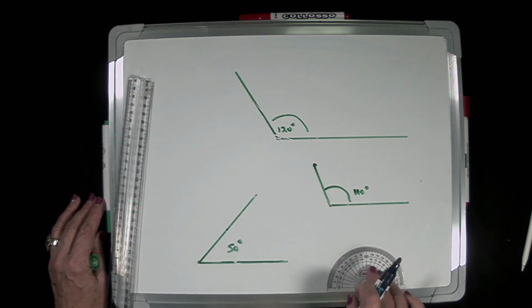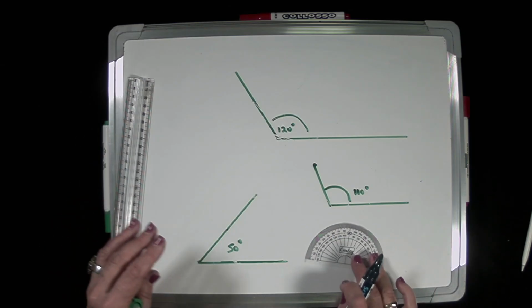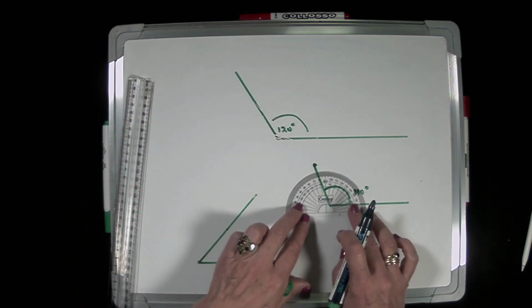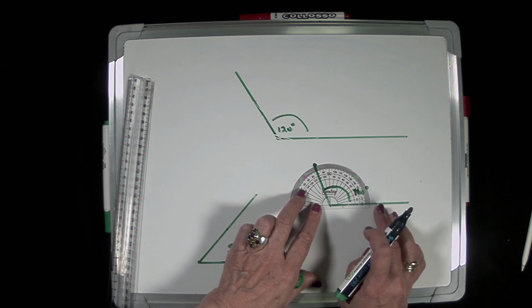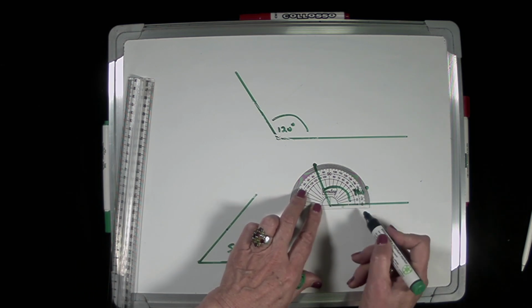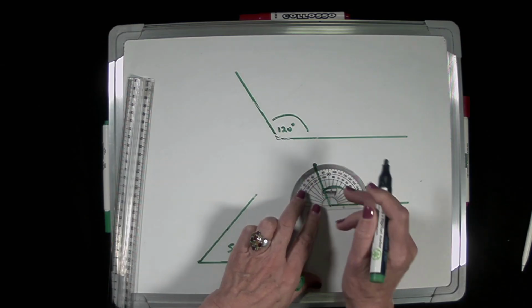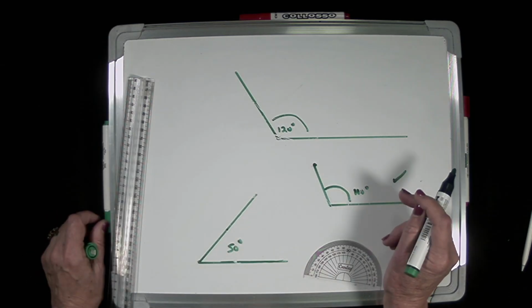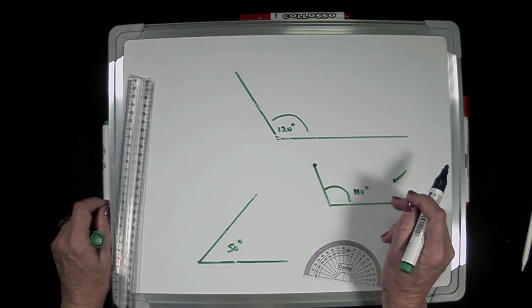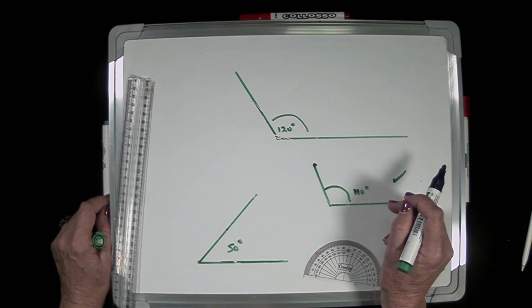You're going to use your protractor and you're going to check. That's the beauty. So we're going to check. We're going to put it in the center there, on the baseline. We're going to mark around 110. Yes, we're correct. So we've drawn an angle of 110 degrees.